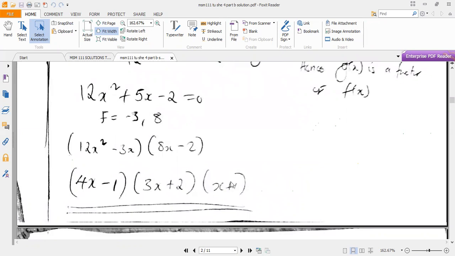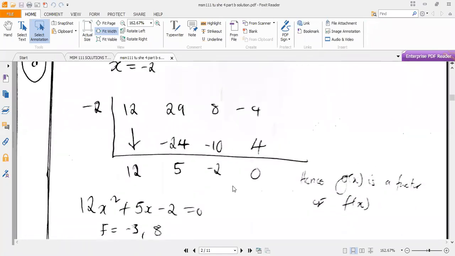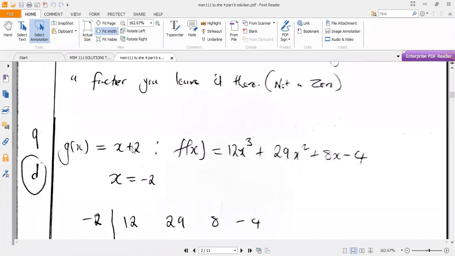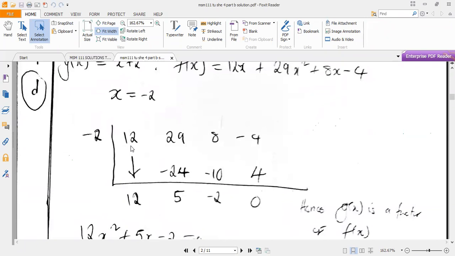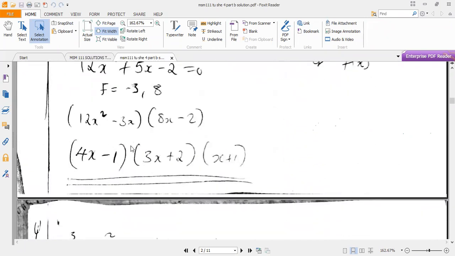I believe for this guy, there was a typo error. It's supposed to be a 2 there, isn't it? It should be 4x minus 1, open, close, 3x plus 2, open, close, x plus 2. We also multiply it with this factor we have on top here, the one we are using. There it was a typo error. I'll send the correction. Yeah. Hope it's clear. Any questions?